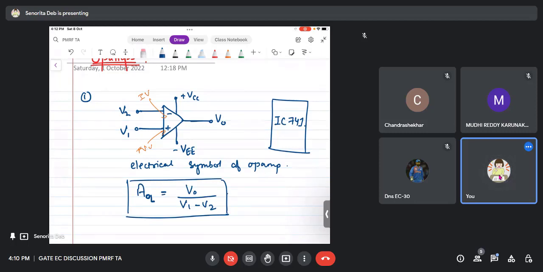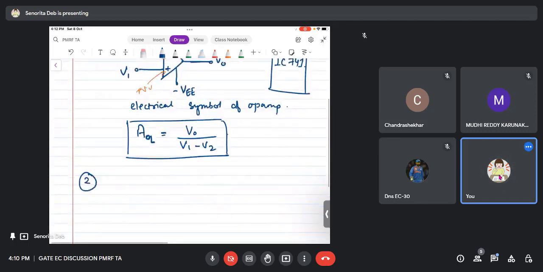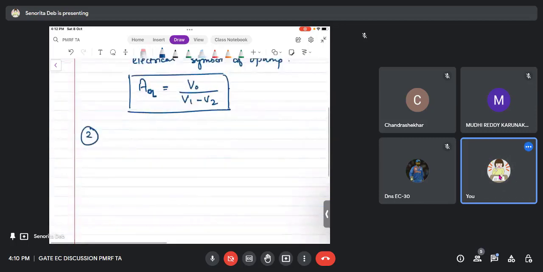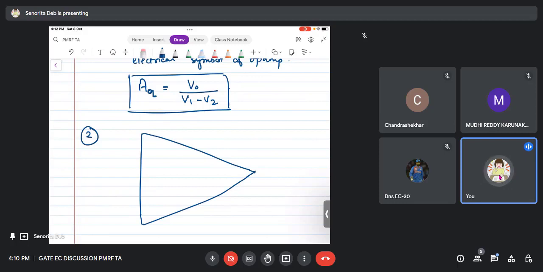Open loop gain and closed loop gain are two different things. Now second, the internal structure of the op-amp. Like we make the small signal analysis model of a MOSFET, we make an equivalent model. So the equivalent model of an op-amp is something like this.